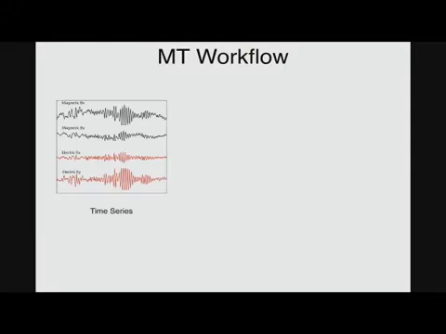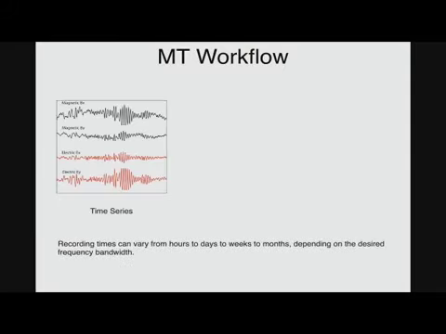Okay, so the workflow for MT looks something like this. We go out and we collect time series, and this is an example. I think this is 30 minutes of signal from somewhere in the world, where we've got the X and Y magnetic fields, which you can think of as north and east magnetic fields, and then the north and east electric fields here. You can see that the orthogonal components are correlated: BX and EY are correlated, and then BY and EX are correlated as well.